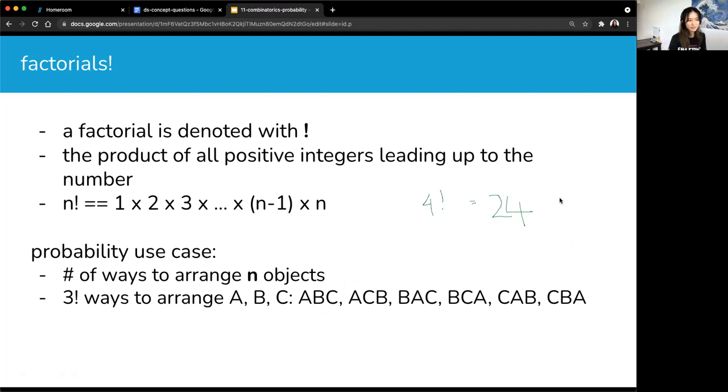Small example, it's easy to see how that works out. If you have 4 elements, you'll actually see that there are 24 ways to arrange A, B, C, D, for example. So that's a factorial use case: to just think of the number of ways to arrange n objects.